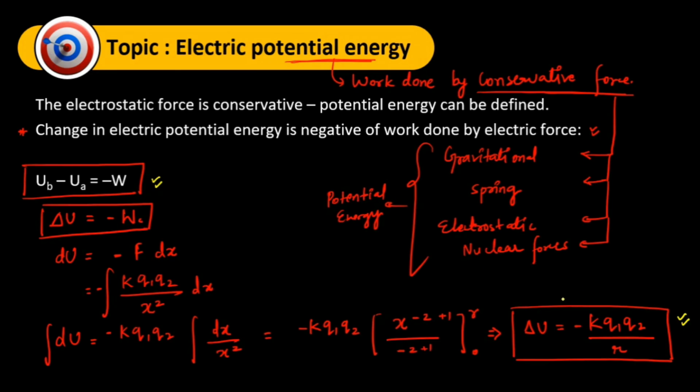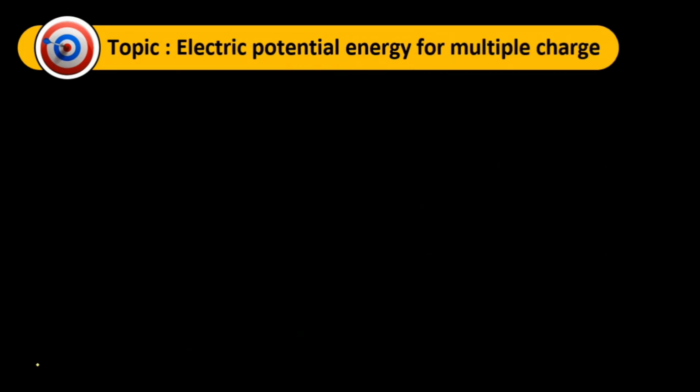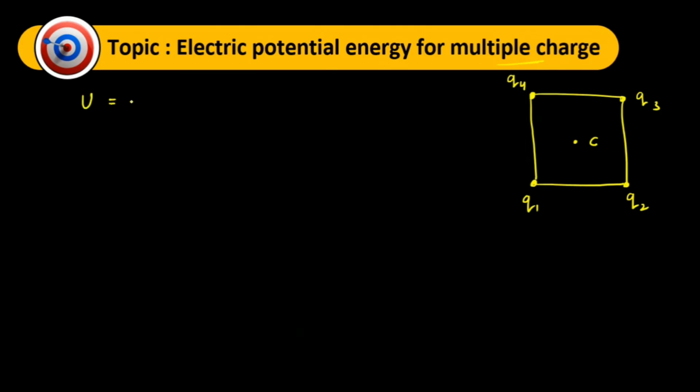Now, this was the potential energy due to a system of charge. Now, what if we have multiple charges in our system? For example, suppose there is a square surface, and at all the edges there are four charges placed. Let's say Q1, Q2, Q3, Q4. Now, if we have to find out the potential energy at the center of the square, let's say at point C, what is it going to be? Potential energy is going to be the sum of potential energies due to all the charges. So, it is going to be U1 plus U2 plus U3 plus U4.